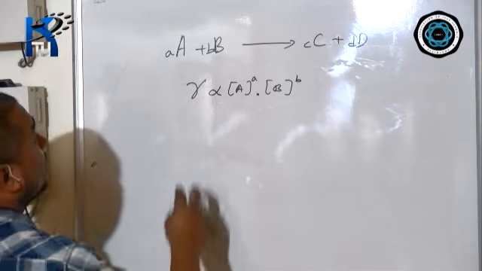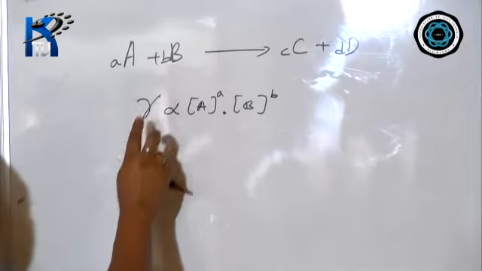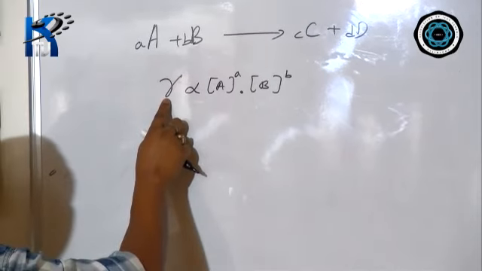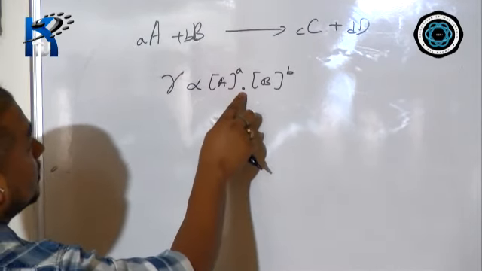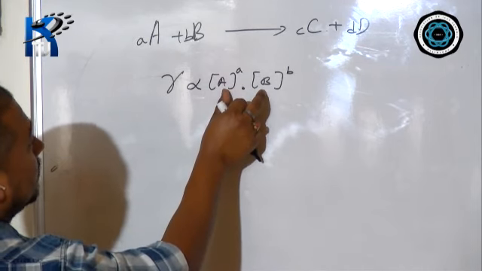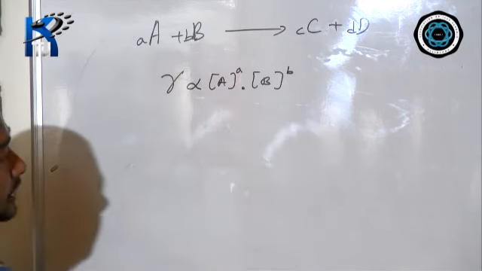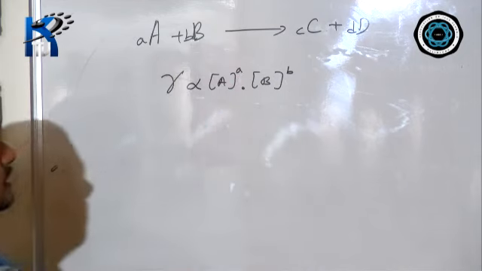So I repeat the law again. If this is a reaction where I have to determine the rate law, the answer will be: the rate of a reaction is directly proportional to the product of molar concentration of the reactants raised to the power of their stoichiometric coefficients, that is small a and b. And the square brackets indicate concentration.